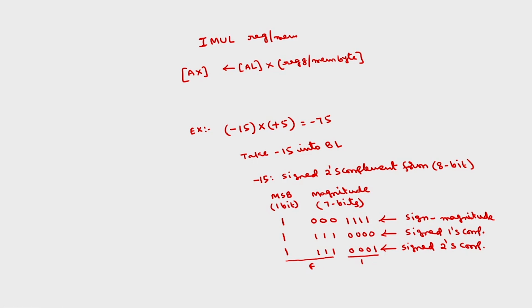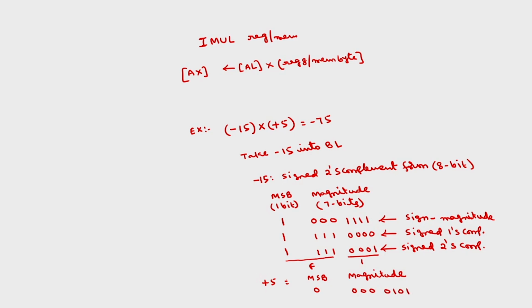So if you want to perform the multiplication of minus 15 into plus 5, you have to load this F1 into BL. And what about plus 5? Plus 5 in signed 2's complement representation has an MSB bit and magnitude bits. The MSB bit for a positive number is 0, and the magnitude bits, the 7-bit equivalent of 5, will be 0 0 0 0 1 0 1.